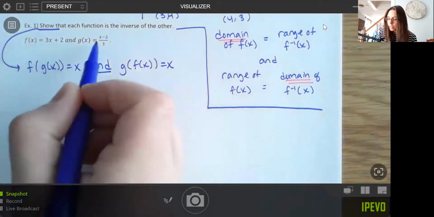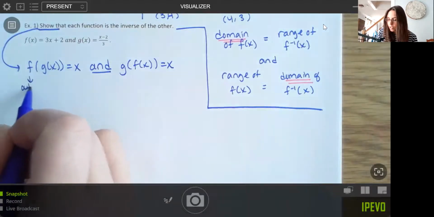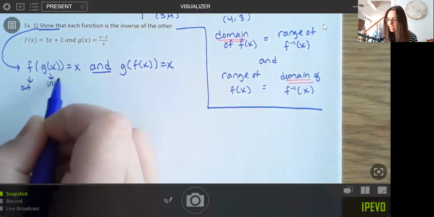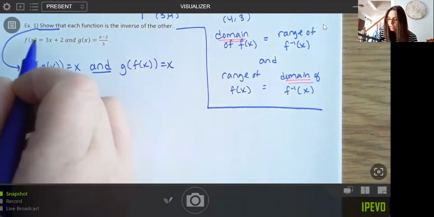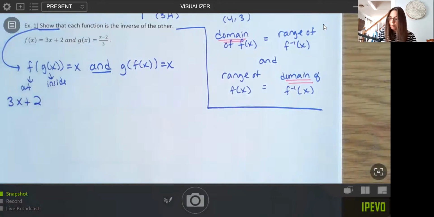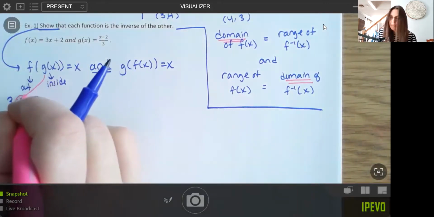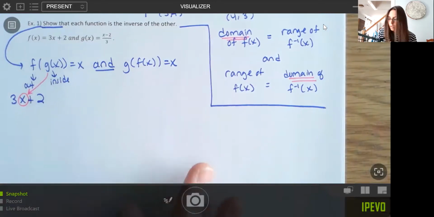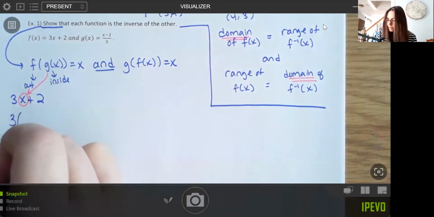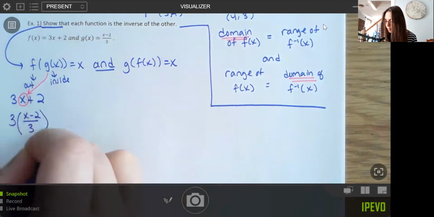Here are our two functions. So I'll just start with this one first. f is the outside function here. g of x is the inside function in this case. So the outside function is what we start with. We start with that 3x plus 2. And then remember, you're going to take that x and replace it with the g. So I have 3 times, and my g function is x minus 2 over 3, plus 2.